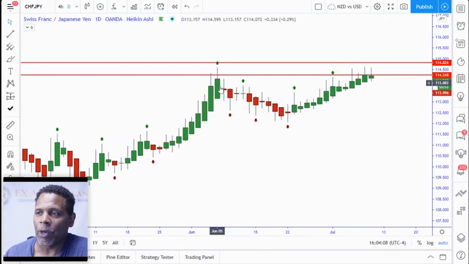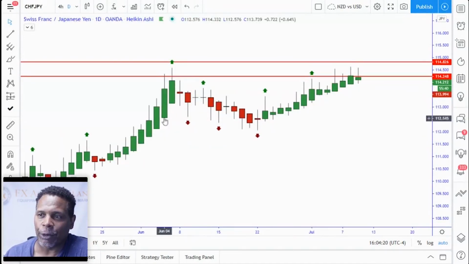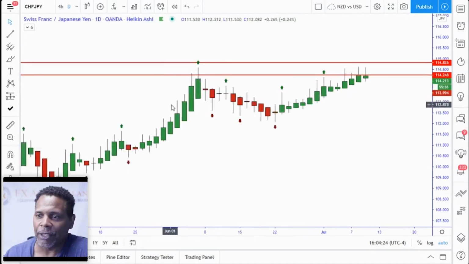So that one was really risky, or tricky rather, because I would have expected the market to continue moving higher here just based off of what we see with the candles, because these are average candles. Every candle is going to open in the middle of the previous candle. All right, so that's going to be the thing.